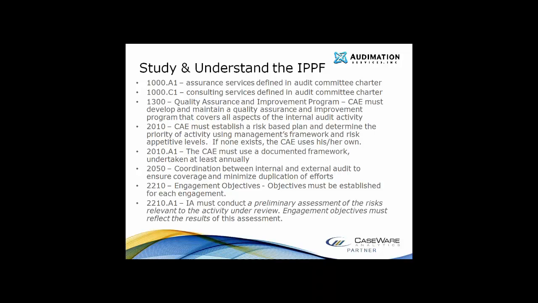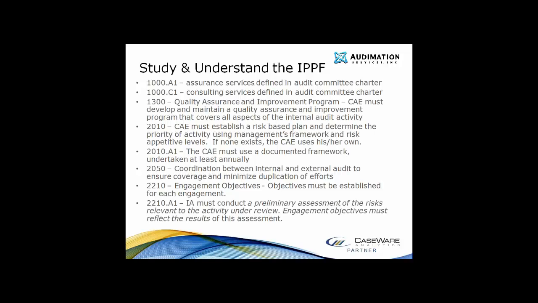Standard 1300 is the Quality Assurance and Improvement Program. The CAE must develop and maintain a quality assurance, and more importantly for this presentation, improvement program that covers all aspects of the internal audit activity. 2010 references that the CAE must establish a risk-based plan and determine the priority of activity using management's framework and risk appetite levels. If none exists, the CAE is allowed to use his or her own choice.